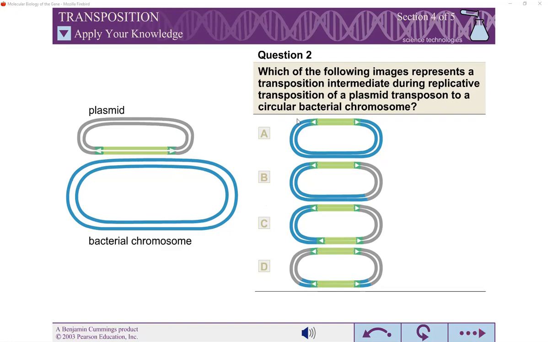Replicative transposition of a plasmid transposon to a circular bacterial chromosomal DNA. So the replicative transposition has taken place to a circular bacterial chromosomal DNA. So which of the following is correct and which is wrong? Can you tell me how this transposition is going to take place? Any answers? A, B, C, D? Please try to tick the answers now. You are all waiting for me to explain. Anybody else except Trishla? Only Trishla is taking active participation.